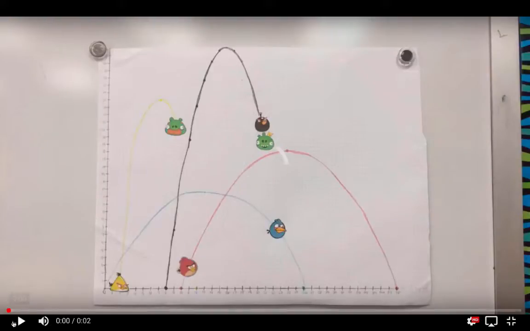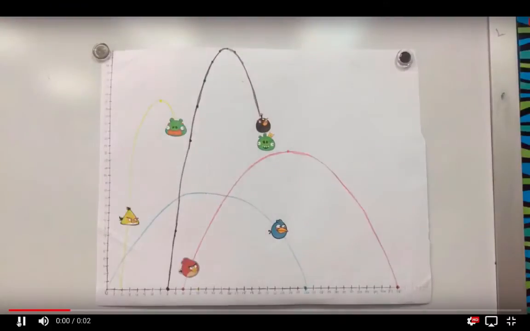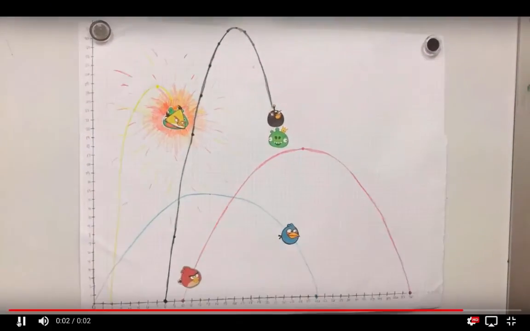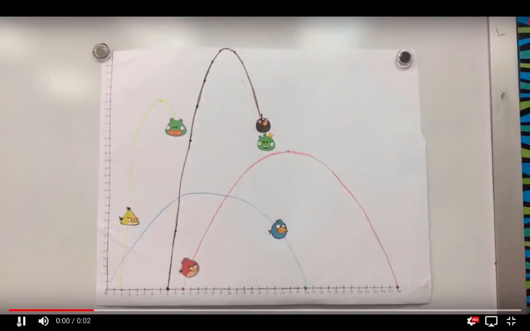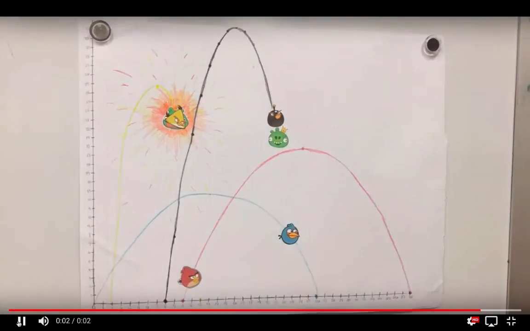So here's a portion of an example of a video that you can have. So notice that showed the flight of the bird. It showed the collision with the pig. It was done in an artful way. Just make sure, like I said, this is a portion of the video. I want to see all of the bird's flights. That is part of the checklist for that.